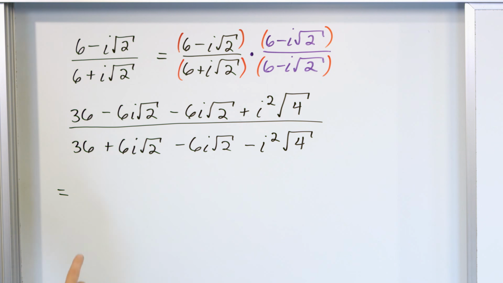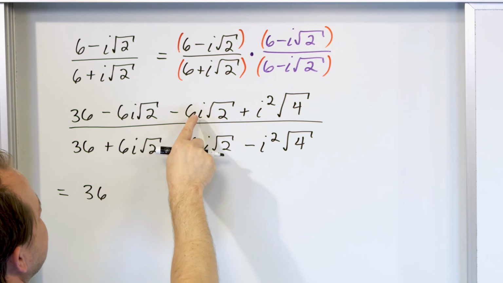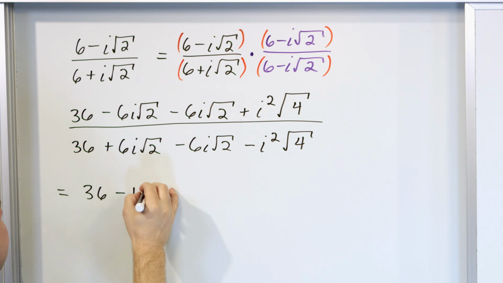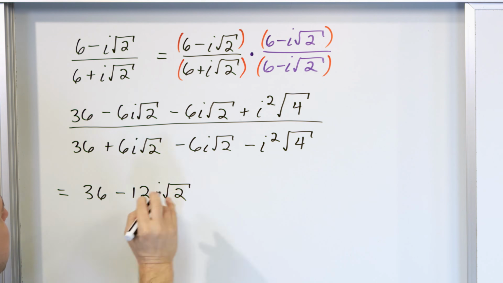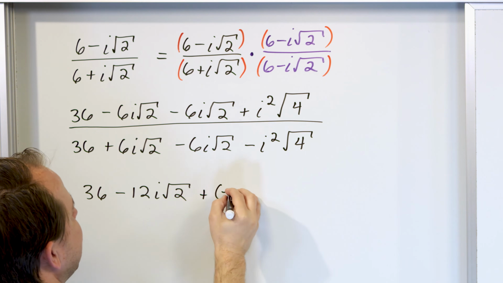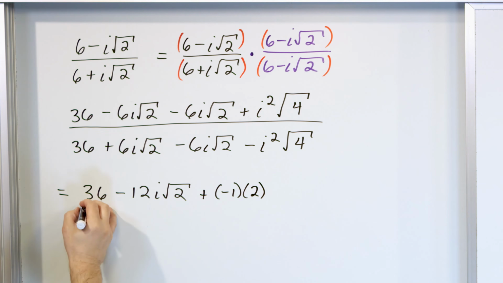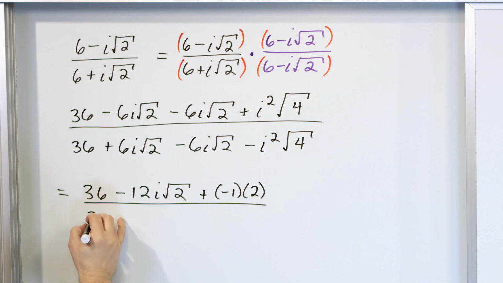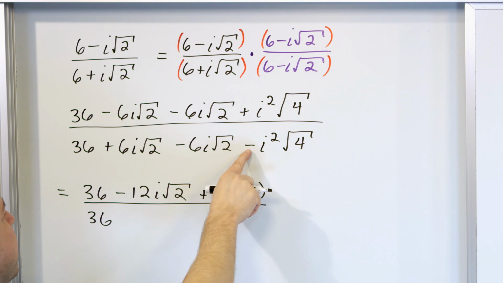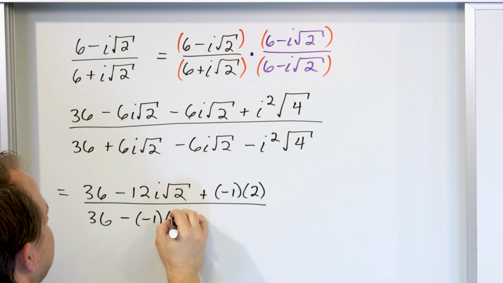So then, what do we do? We have 36 in the numerator. These are like terms. 6I root 2, 6I root 2, they're like terms. Negative 6 minus 6, you all know, is negative 12. And then we have to carry the I root 2 along. Now, plus I squared is negative 1, and the square root of 4 is 2. So that just turns into a number at the end. Here we have a 36 in the bottom, but this term subtracts with this term, going away. So then we have a minus sign. I times I is negative 1, and then the square root of 4 again is 2.